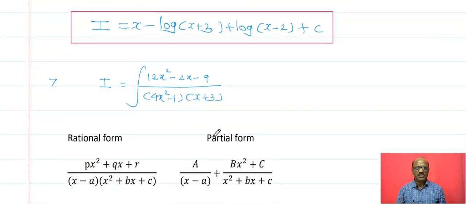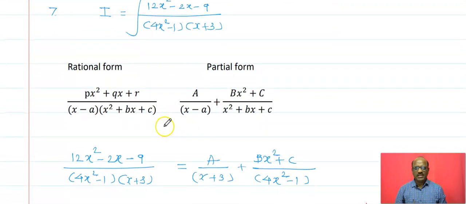Now the next example is example number 7. I is equal to the integral of 12x square minus 2x minus 9 upon 4x square minus 1 into x plus 3. Now this can be written as, that is, it is of the rational form and partial form: px square plus qx plus r upon x minus a into x square plus bx plus c. That is a upon x minus a plus bx plus c upon x square plus bx plus c.